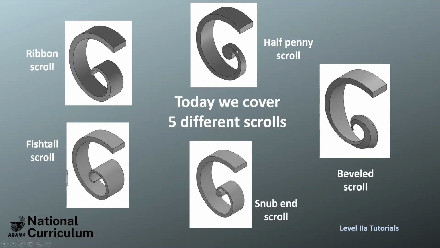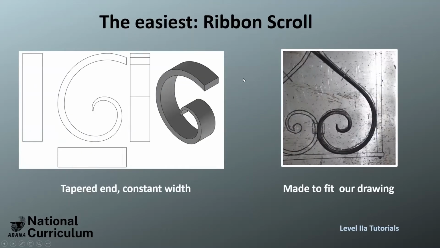The halfpenny is the easier one. And then the snub end scroll, or sometimes called solid snub end. And at the end, we go into the beveled scroll. Let's start with the first. We taper the end. We trim the width back to constant width. What we use here is 1/4 by 3/8 material. So this is still 3/8, same than here. And we make it to fit our drawing. And then, of course, at some point, we do the other scroll on the other end.